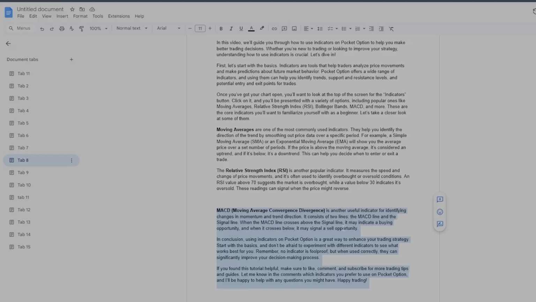In conclusion, using indicators on Pocket Option is a great way to enhance your trading strategy. Start with the basics and don't be afraid to experiment with different indicators to see what works best for you. Remember, no indicator is foolproof, but when used correctly, they can significantly improve your decision making process.